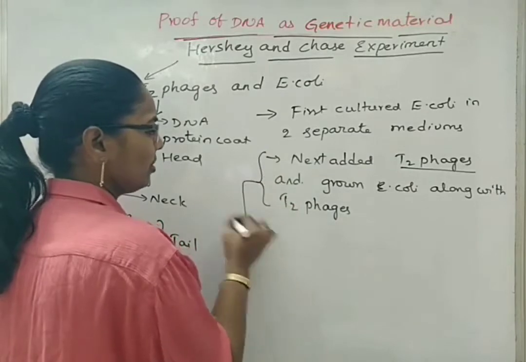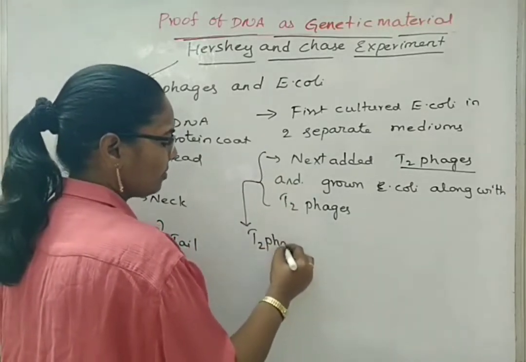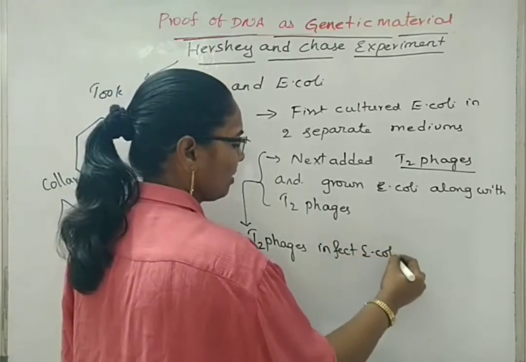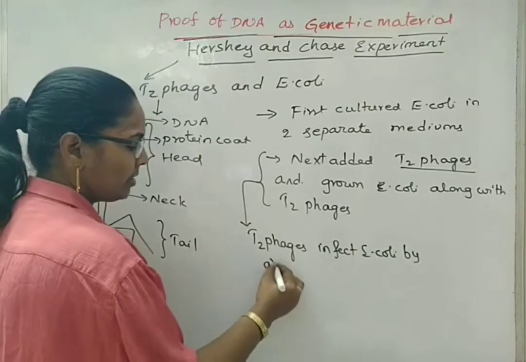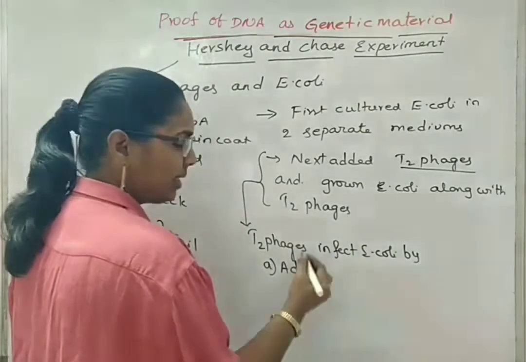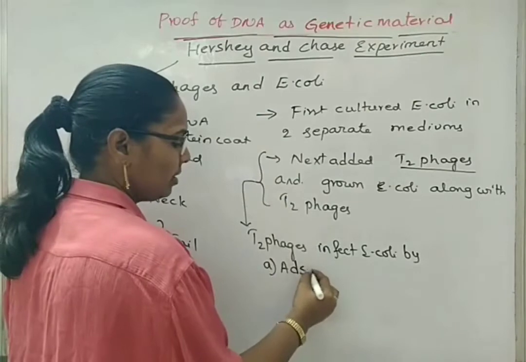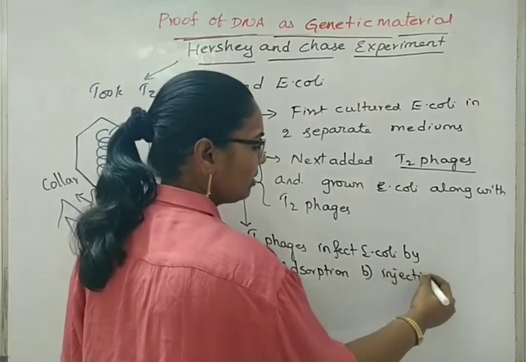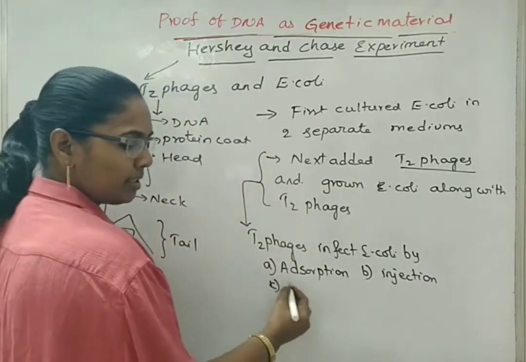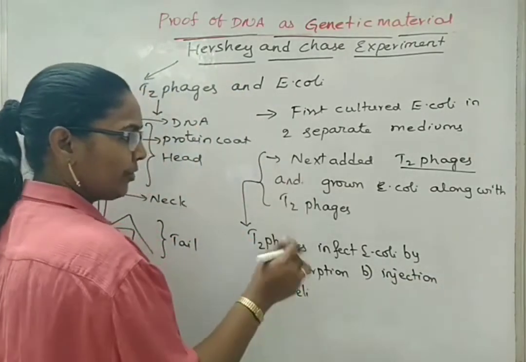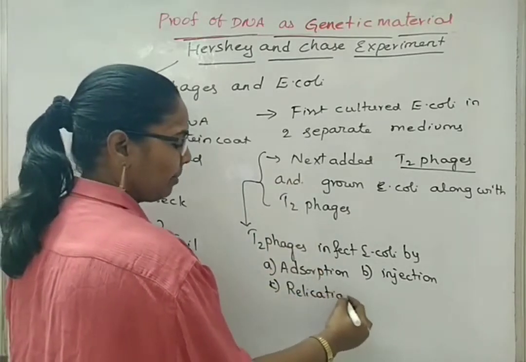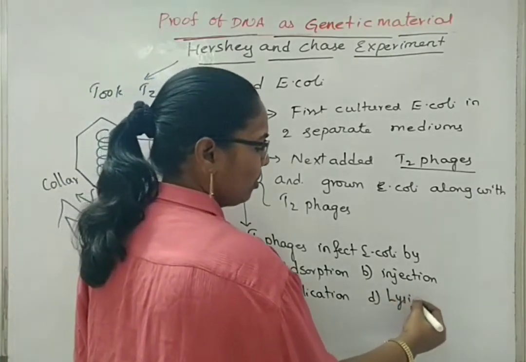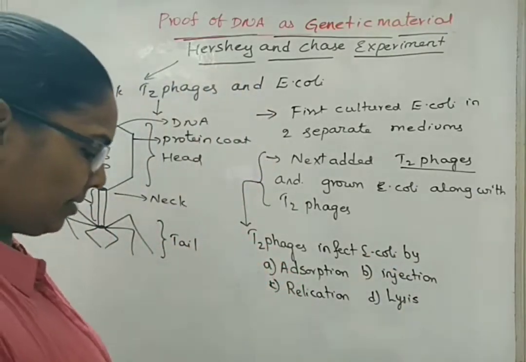During this growth, T2 phages infect E. coli by different steps. That is, adsorption means sticking on the outermost part of the host cell. In the second step is injection, entering into the E. coli body. In the third step, replication of the T2 phages, not the E. coli. Means now here T2 phages are increasing their number. In the fourth stage, lysing, breaking the host cell. That is called lysis.